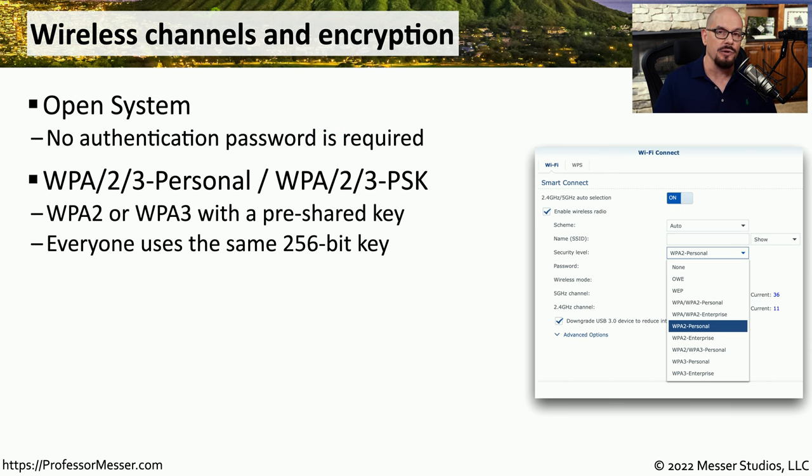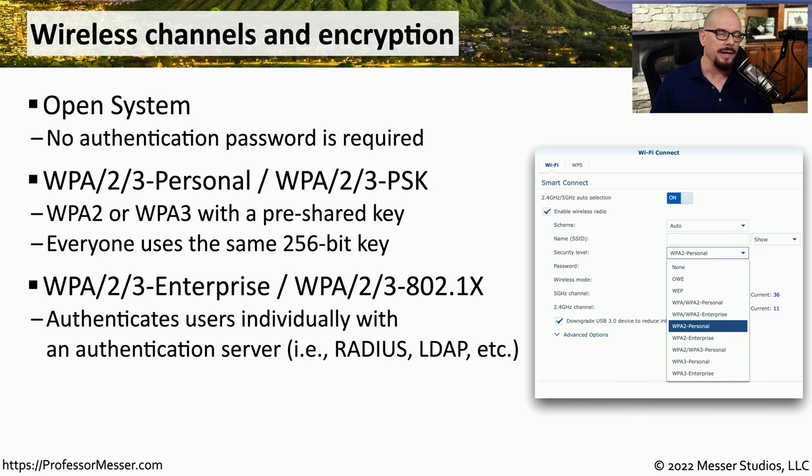So if you're installing a SOHO router into a home or an office, you'll probably want to configure one of these options for encryption. If this is at home, you'll probably use something called WPA2 or WPA3 Personal. Sometimes this is called WPA2 or WPA3 PSK, which stands for pre-shared key. This is a single key that you would hand out to anyone who needs access to the network. They would type that key in to gain access, and then anyone who has that key can now communicate on that wireless network.